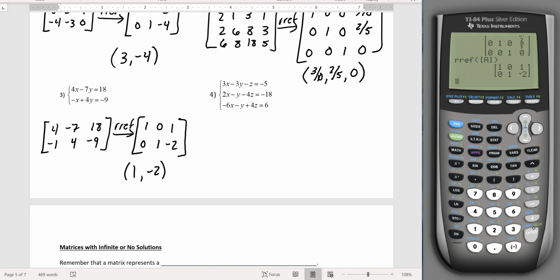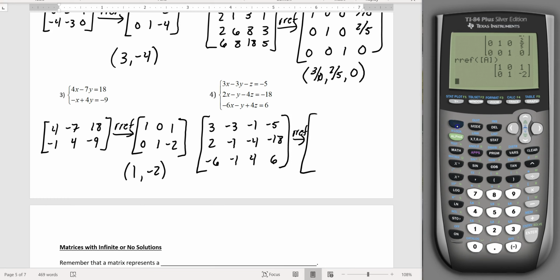Hopefully we found that for number 3. Let's try number 4 now. So I got 3, -3, -1, -5, 2, -1, -4, -18, -6, -1, 4, and 6. All right, RREF.